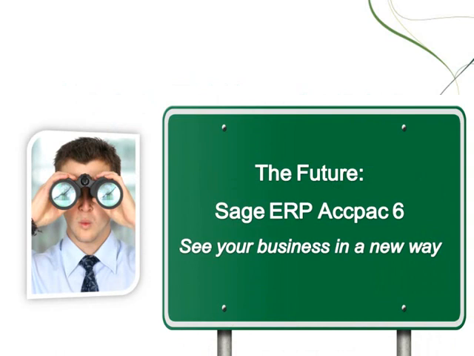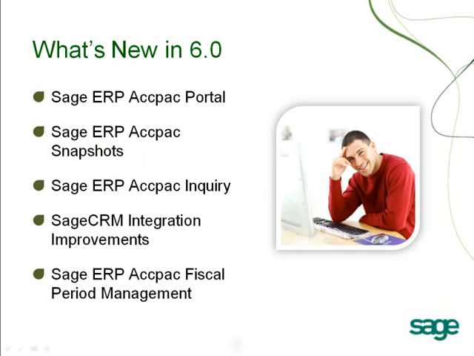The 5 areas of improvement we'll be highlighting today include the usability of the product with a new user-friendly interface and simplified navigation, allowing users to quickly and easily extract data out of Accpac by using the new inquiry feature, providing managers with key performance indicators so they can better monitor their business. Improved Accpac integration with Sage CRM, so sales reps can efficiently turn quotes into orders. And finally, you can now lock down fiscal periods by module.